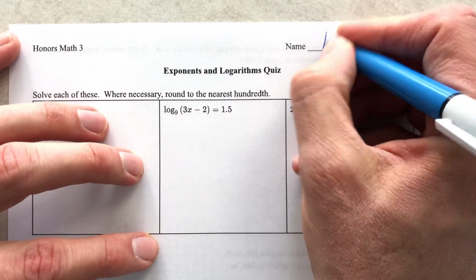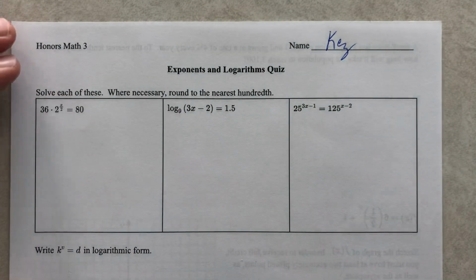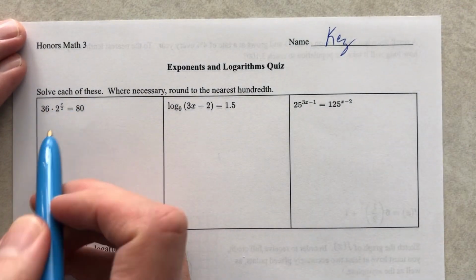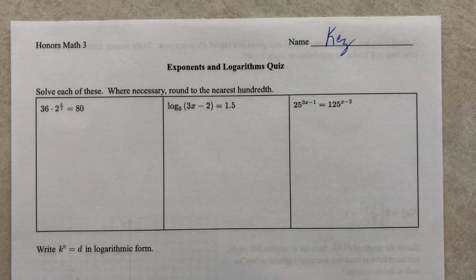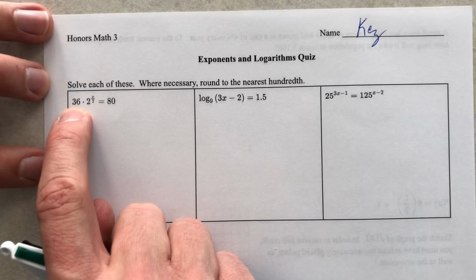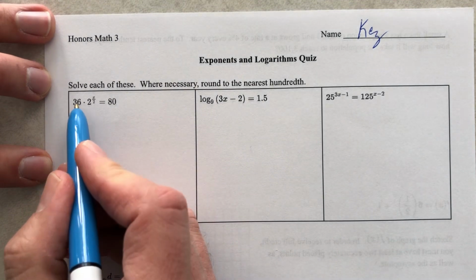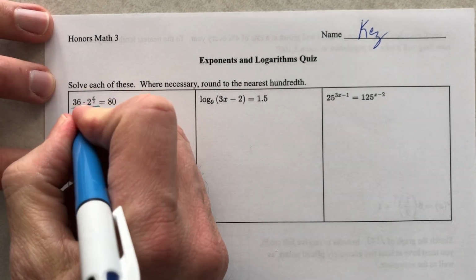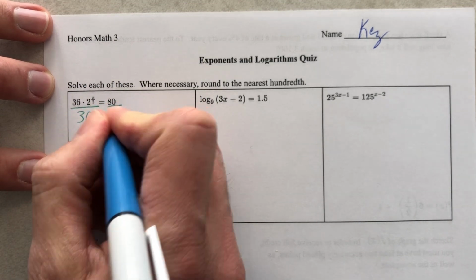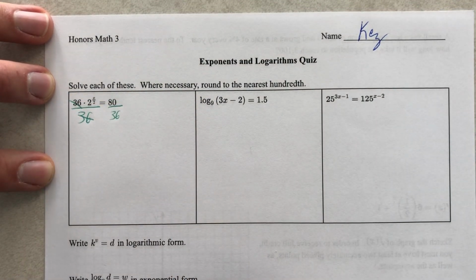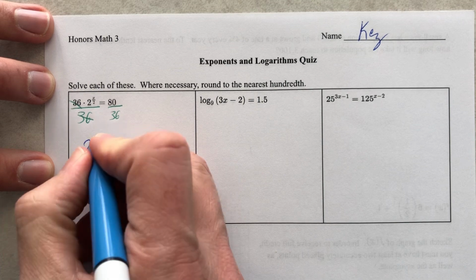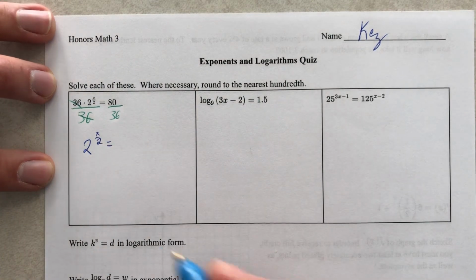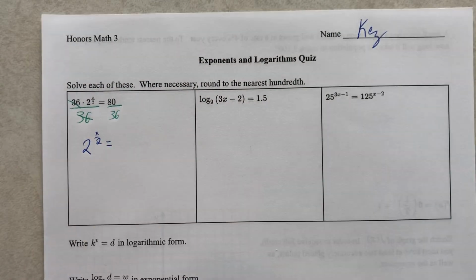So here goes. My name is Key. Not really. And I noticed that this is exponential, but I kind of lied. It's not fully exponential. We have some problems with it. We need to get 36 to the other side. So don't be like 36 times 2, not that anybody did, but I recommend that you divide by 36 first. So we're going to divide by 36. And that's going to leave me with 2 to the x over 2. It's an awkward exponent, but it works. And then whatever 80 divided by 36 is.